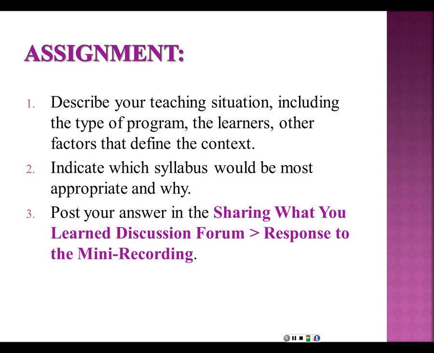I need to correct myself. This is, yes, the context and rationale assignment that is due at the end of this week includes a description of the teaching situation, the type of program, the learners, and other factors. You may or may not want to include an indication of what syllabus would be most appropriate. That would be fine, is not required at this point, but in the response to the mini recording, I would like for you to discuss this.